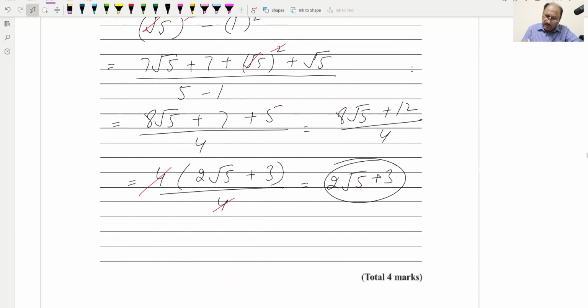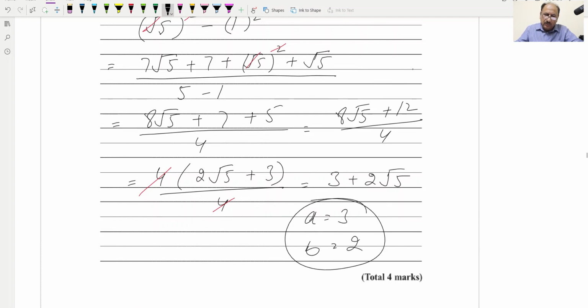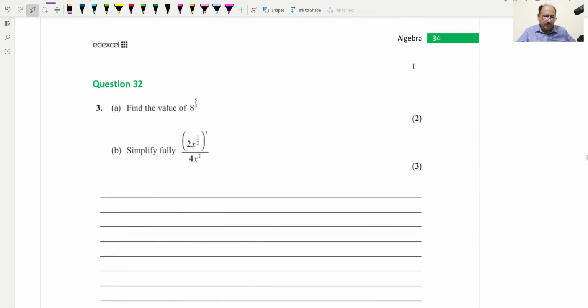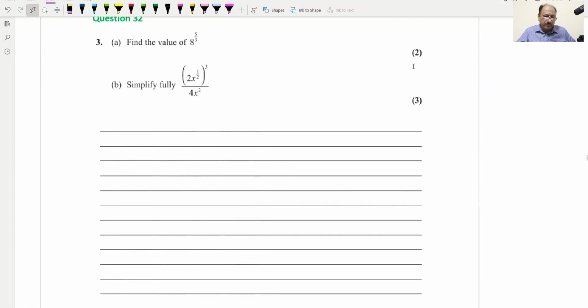So we can write it as 3 plus 2 under root 5, and the value of a is 3 and the value of b is 2. According to this equation, whatever requirement we have, we have written in the same format.